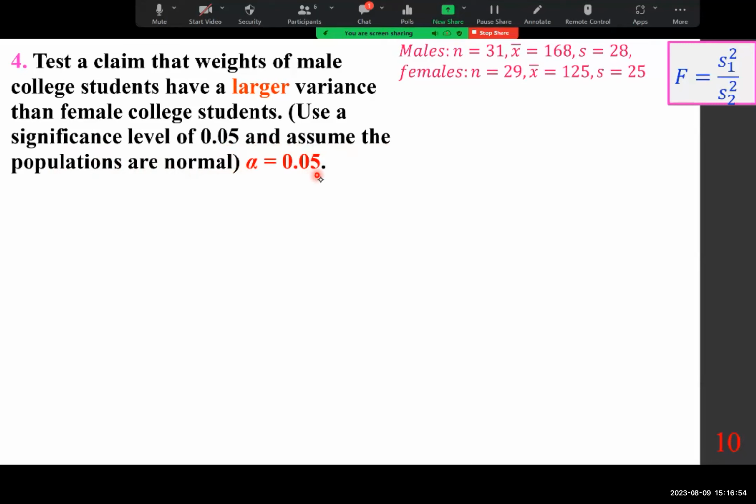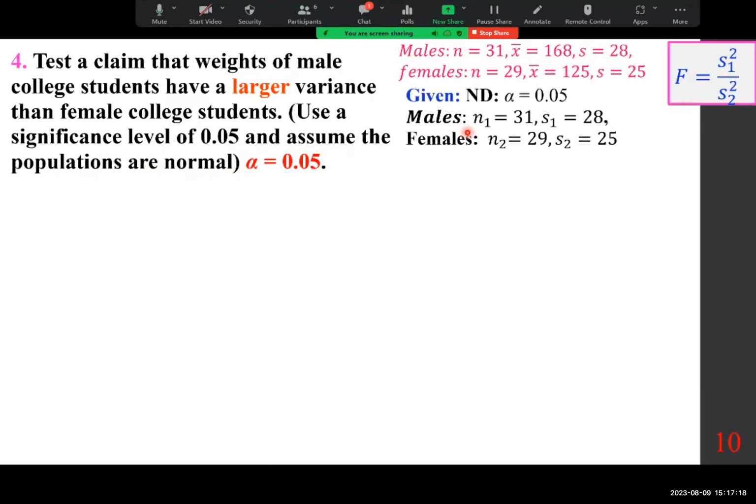A equals 0.05. Perfect. So we are given the information symbolically. So it's n, x bar, s, so on and so forth. So what we are going to do, instead of n, we're going to call this n sub 1, x1 bar, and s1. So we can separate. And this one, n sub 2, x2 bar, so on and so forth. And of course, alpha is 0.05. It's a normal distribution.